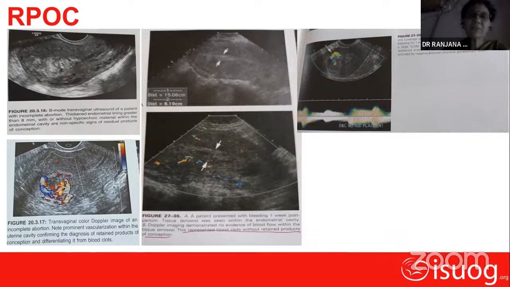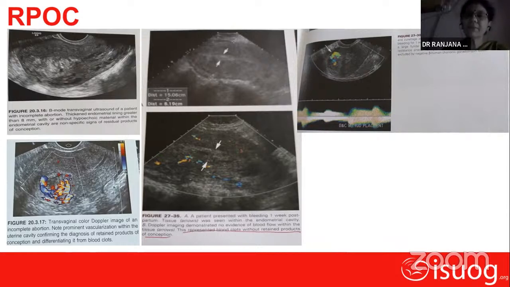In the next picture, you are seeing another endometrial cavity. The patient came in the postpartum state after normal delivery, but there was a lot of bleeding. When we put the ultrasound, we saw echogenic contents within the endometrial cavity, but on Doppler, no supply. This was only a blood clot, and we don't have to do anything. We have to just wait for conservative treatment.